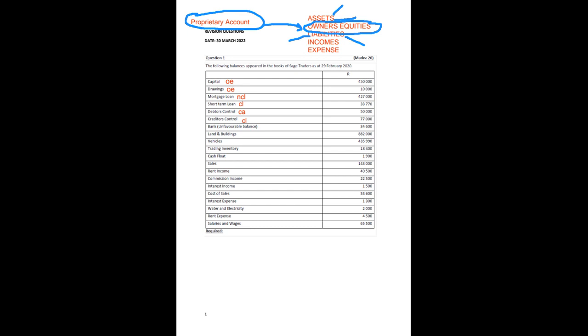Bank unfavorable? Do you agree with Matthew when Matthew says asset? Is bank unfavorable a good thing? Remember, if you say bank unfavorable, it means your bank is negative. So what can you say about that? Is it a liability? To be specific, which liability? Current liability. Perfect.